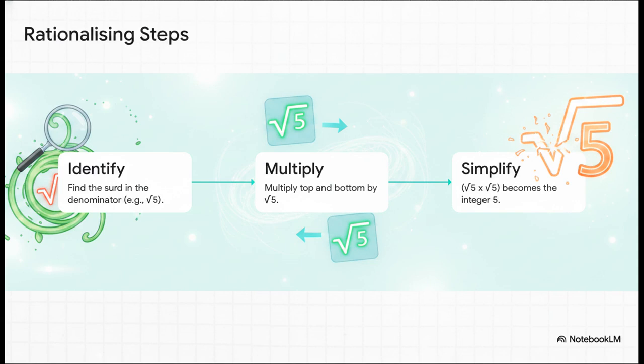Let's say you have a fraction with root 5 on the bottom. Step 1, identify that denominator. Okay, it's root 5. Step 2, multiply both the top and the bottom of the fraction by root 5. Why? Because root 5 divided by root 5 is exactly 1. We aren't changing the fraction's actual value at all. And then step 3 is where the magic happens. When you multiply root 5 by itself on the bottom, the root effectively breaks, leaving you with a nice, clean, rational integer, 5. Boom, boss defeated.